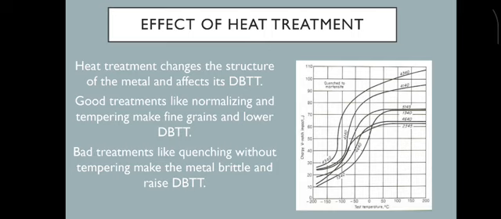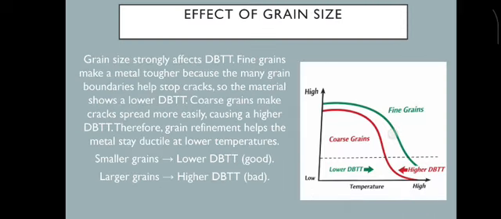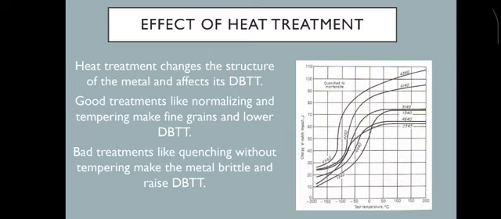And next, the effect of heat treatment processes. Heat treatment changes the structure of the metal and affects its DBTT value. Some heat treatment processes like normalizing and tempering make fine grains and lower the DBTT. As we saw before, smaller grains result in lower DBTT. So normalizing and tempering produce fine grains, which results in lower DBTT. But bad treatments like quenching without tempering make the metal brittle and raise the DBTT value.